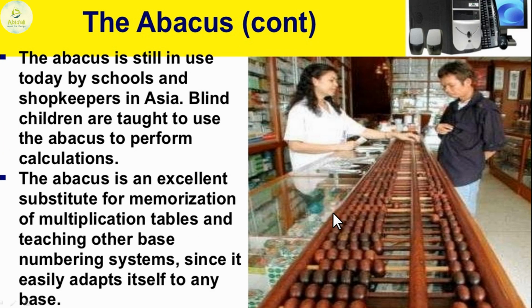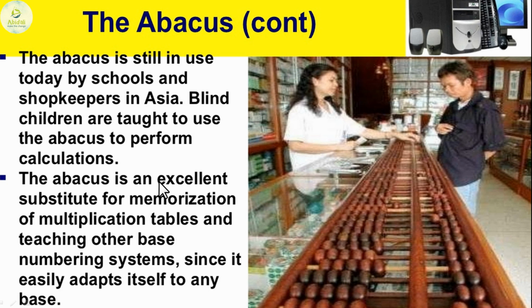When you move to China, the Chinese are using this abacus in their stores also. The abacus is still used today by schools. Many schools use the abacus; Montessori based schools will use the abacus. The shopkeepers in Asia use it, and blind children are taught to use the abacus to perform calculations. So all these were the uses of the abacus. That's the first computing device.